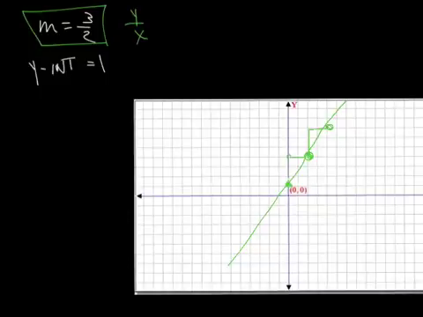When you connect your dots, you're going to get a line that looks like that. Whenever you have a slope and it goes uphill, that means it's a positive slope. And over here on our slope, 3/2, it's a positive number. If our slope went this way, it would be a negative slope. We would be going downhill. So let's jump over to example 4, and we'll start that on the next video.